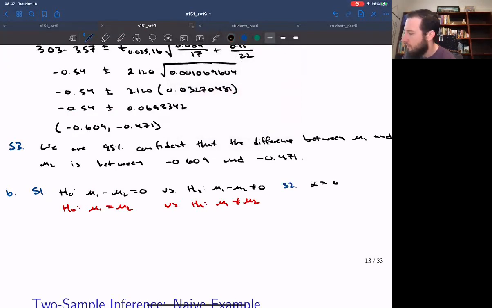On step two, we declare the significance level. We would also state the assumptions. For this test, we wrote the assumptions in part A. They're exactly the same. So the assumptions are given at the beginning of this exercise.